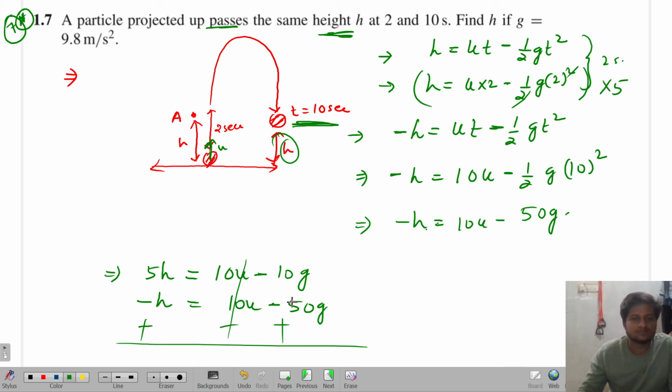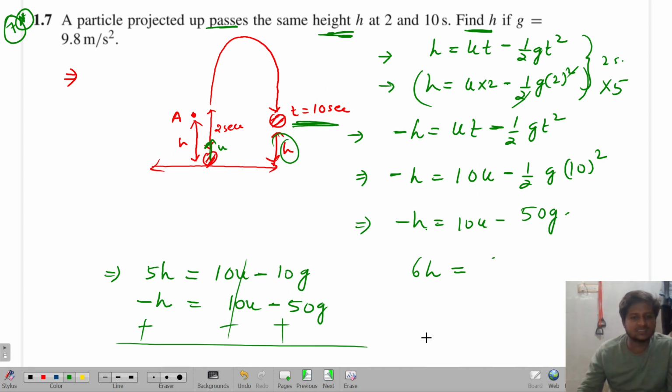Sir, I'm trying to calculate this height. I need to find this height now. So look over here, this got cancelled. This is just 6h, equal to... I think it should come as 60g.